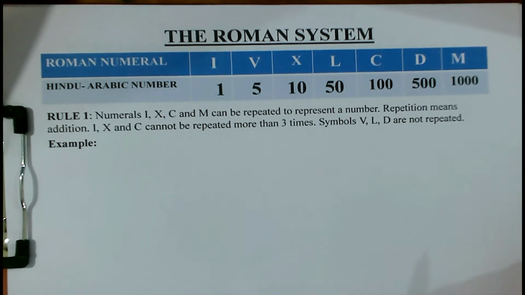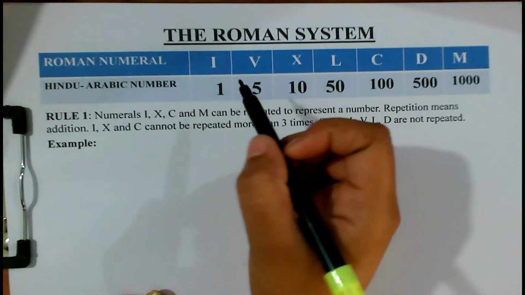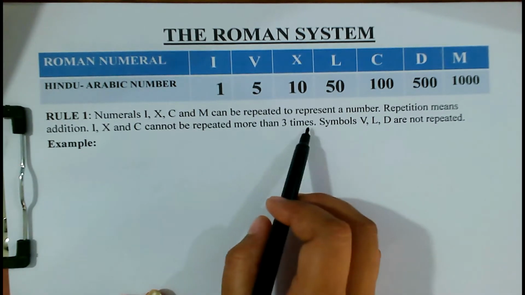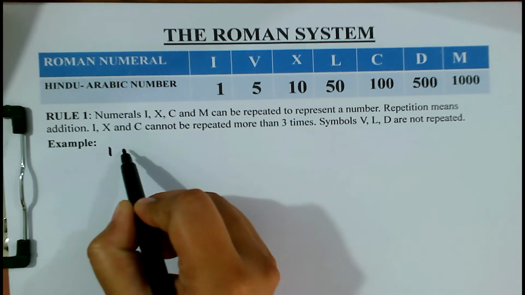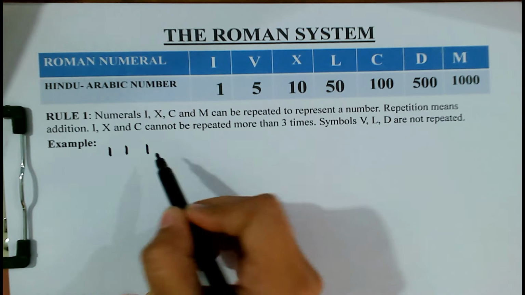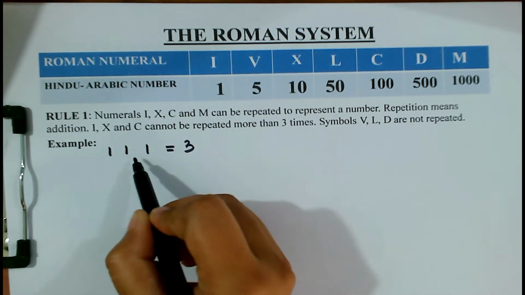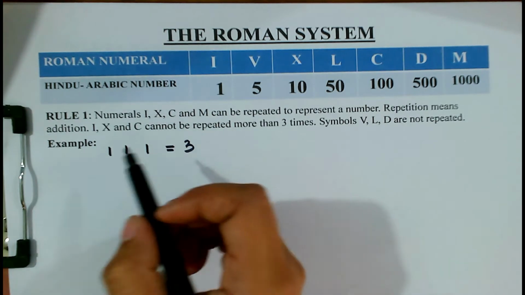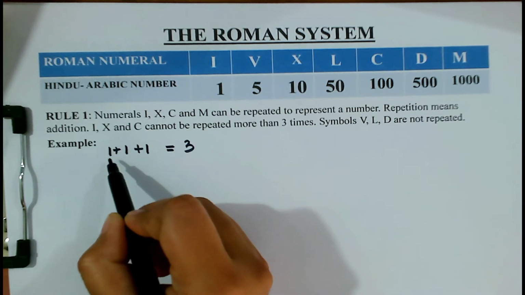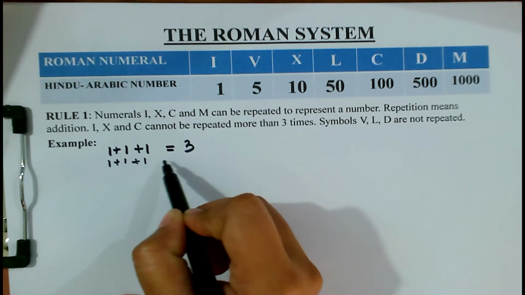Let's look at an example. Here it says that I, X, C cannot be repeated more than 3 times. So let's repeat I 3 times. This represents 3. I is 1, so 1 plus 1 plus 1 is 3.